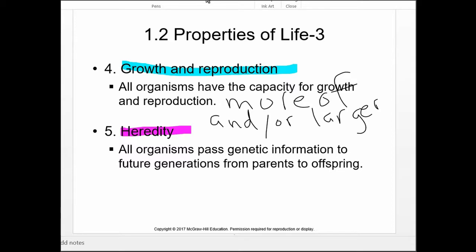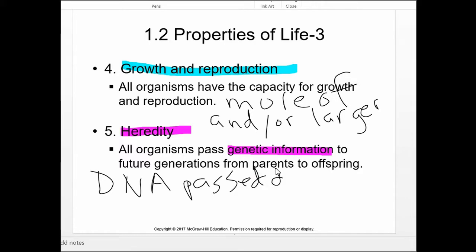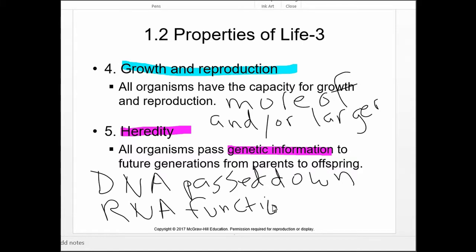And then in heredity, we want to talk about that ability to pass genetic information. And so the two forms of genetic information are DNA. That's actually our main form that's passed down. But later on in another chapter, we'll talk about a close relative, RNA, which functions in this process. RNA functions to help.